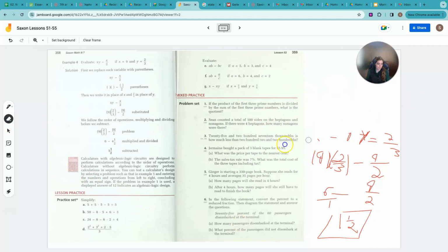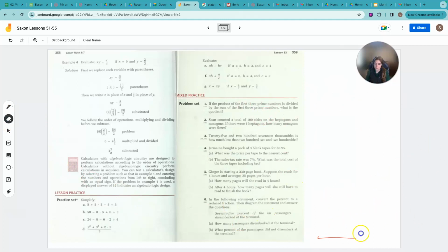I would like you to complete A, B, and D. And I would like you to check these in your solutions manual. Lesson 52, the practice set for lesson 52. So A, B, and D. Best of luck. After you're done with that, you are free to start the mixed practice.